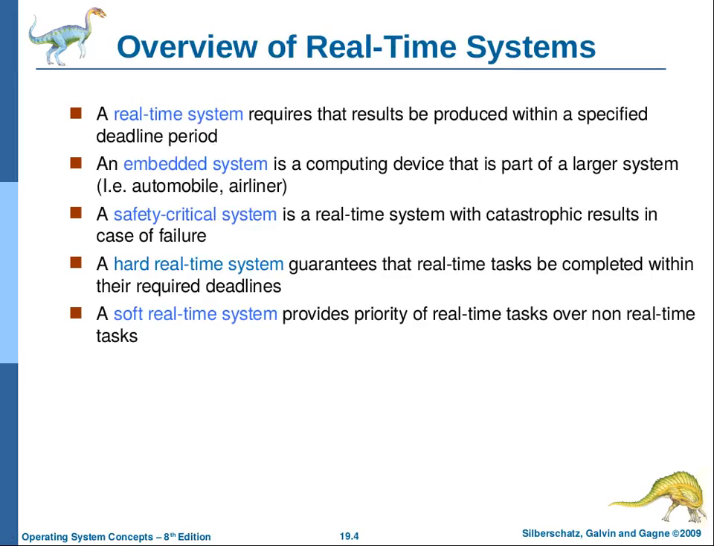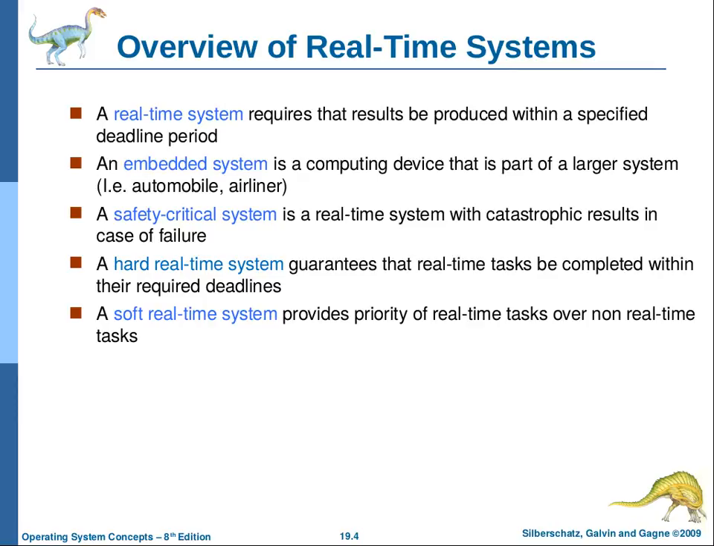All right, so, quick overview. Real time just needs results produced within a specific timeline. If you're doing word processing, usually you don't have a deadline for when a character needs to show up after you hit the key. Obviously, you don't want to be impatient, but it's not like if the character doesn't show up, someone dies or something bad happens. So that's not a real-time system.